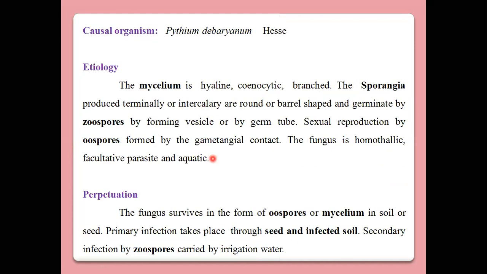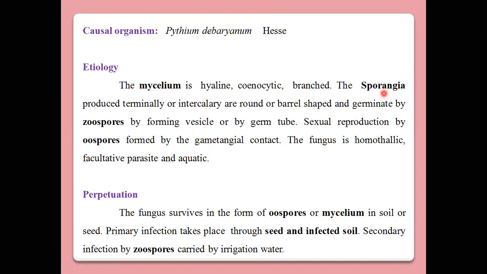Okay, then the causal organism, Pythium debaryanum. The Pythium debaryanum fungus develops mycelia. This mycelium is always hyaline, meaning colorless, and coenocytic, meaning non-septate. A branched type of mycelium is developed. This mycelium develops under favorable conditions and produces the asexual spores, that is zoospores and sporangia.